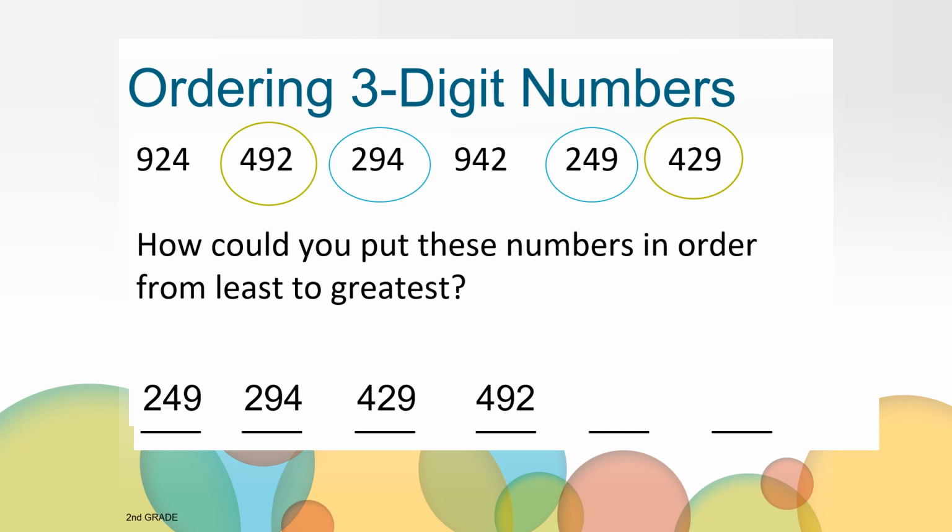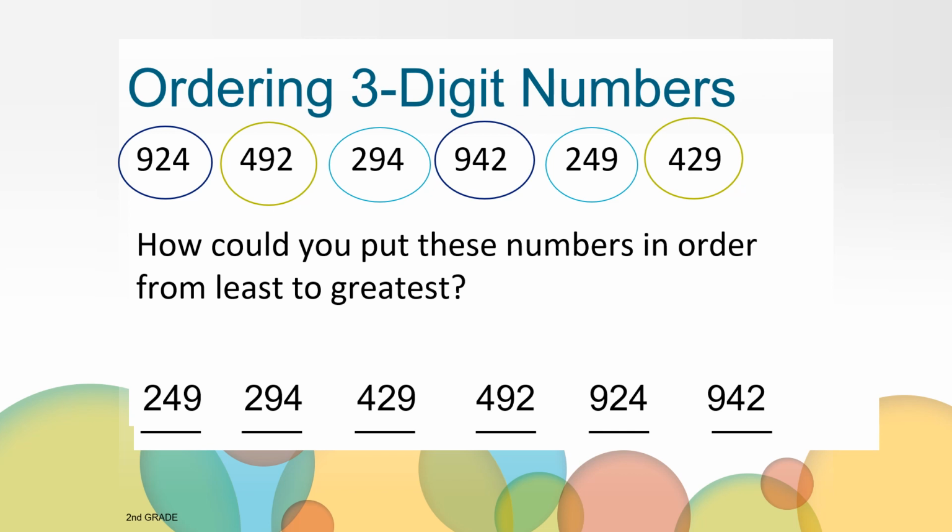That leaves us with 924 and 942. Can you figure out which number comes next? That's right, 924 comes first because they both have 900, but 20 is less than 40. So 924 comes before 942.